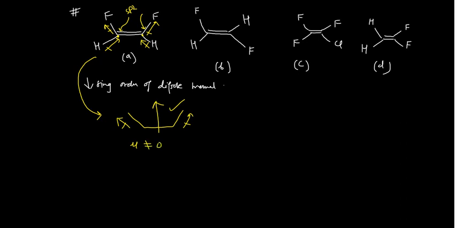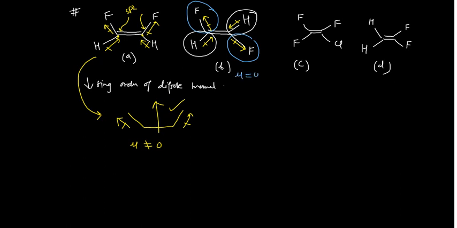But in that case, if you see here, this will project in that direction and this will project in that direction. This bond moment would be exactly cancelled by this carbon-hydrogen bond moment, because the vectors are going in the opposite direction. Similarly, this carbon-fluorine and this carbon-fluorine are also going in the opposite direction, so they will cancel their effect. So this species will have a dipole moment of 0.